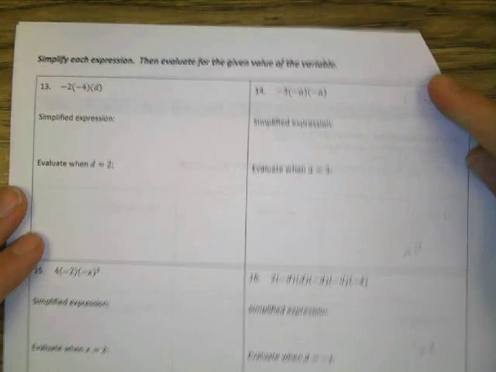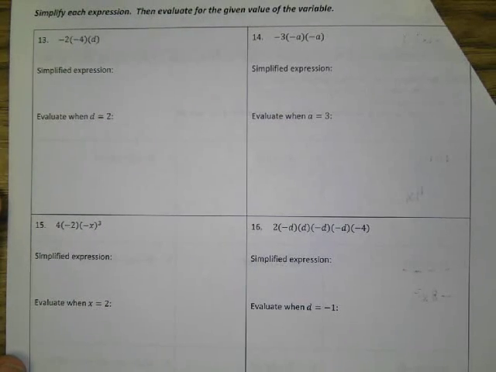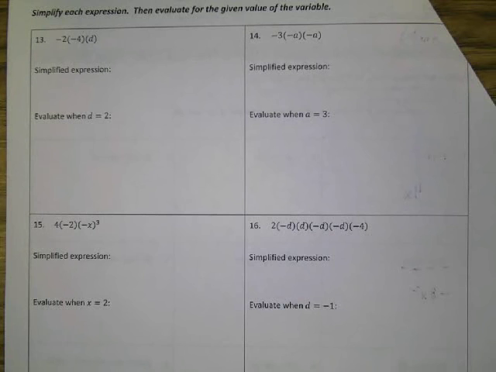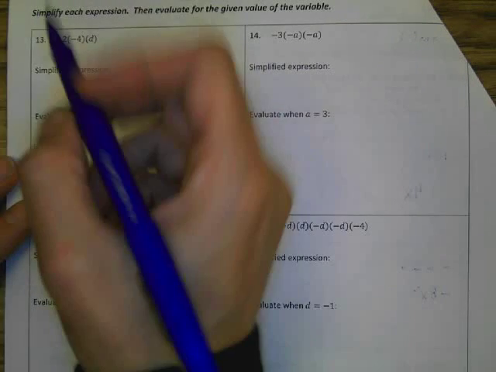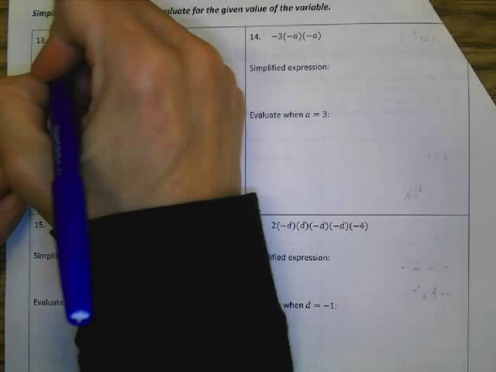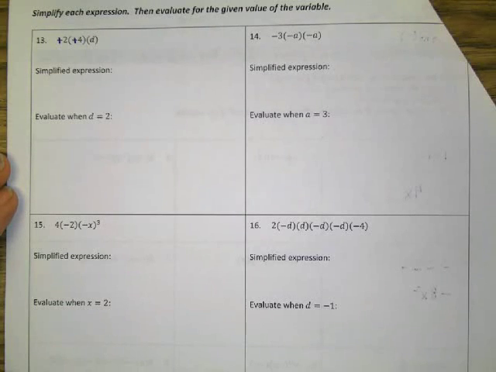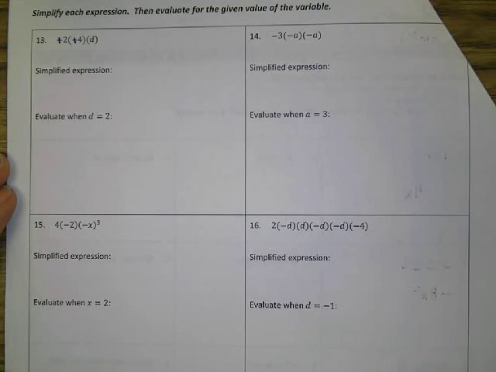Okay, I'm going to go to the next page. It's the same idea, except now we're going to use these simplified expressions to evaluate an expression for a given value of the variable. So my first step starts out just the same. To simplify, I'm going to count the number of negative factors. In this case, I have 2, so those will become positive, and my answer will be positive.